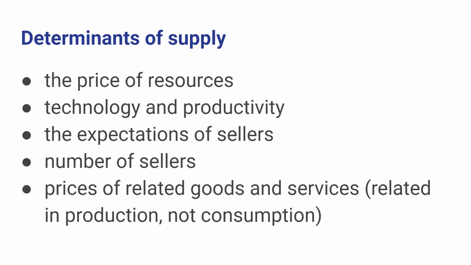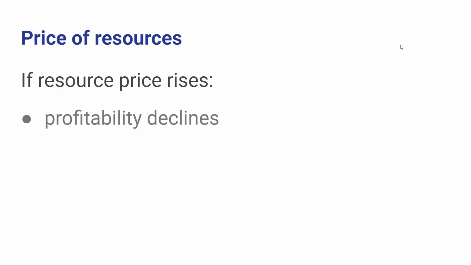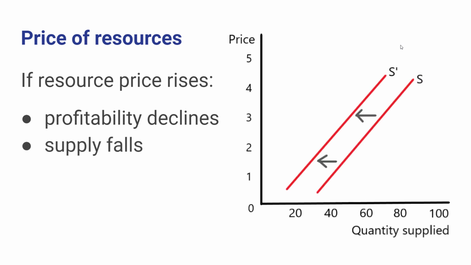A general principle that we'll see is that any factor that makes production more profitable will increase the amount supplied of a good. Anything that makes production less profitable will decrease the supply of a good. If the price of the resources, the land, the labor, the raw materials that you use to produce output goes up, production becomes less profitable, and in turn, firms will produce less. So supply will fall, and the supply curve will shift in a leftward direction, as illustrated in this diagram.